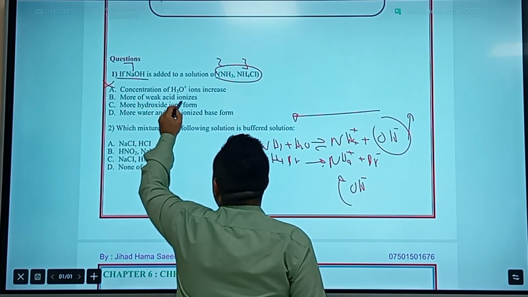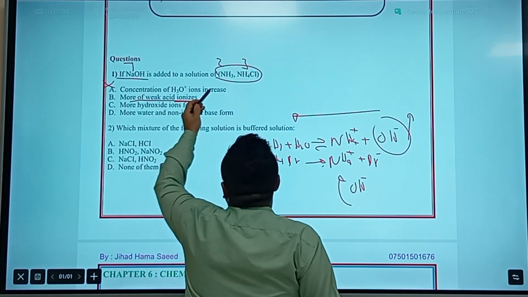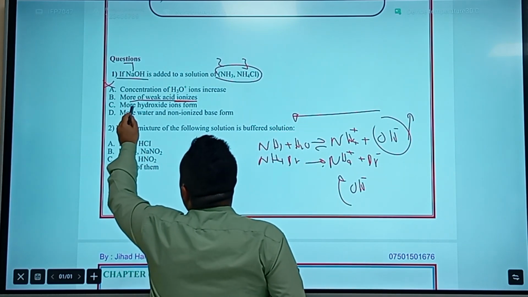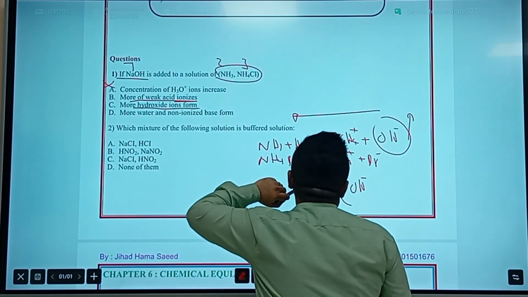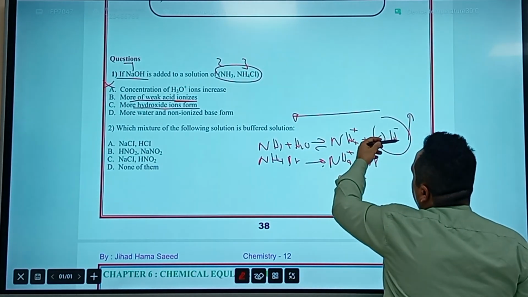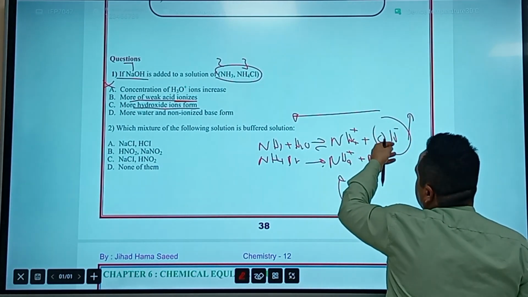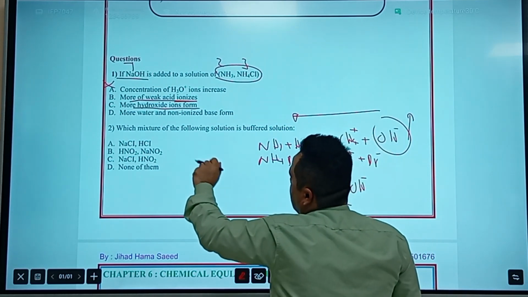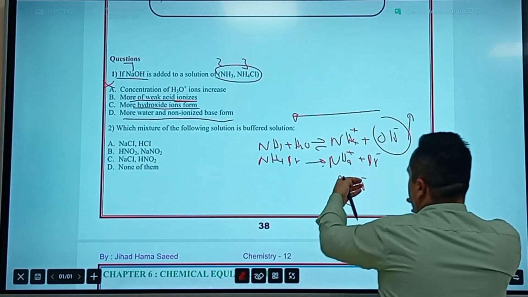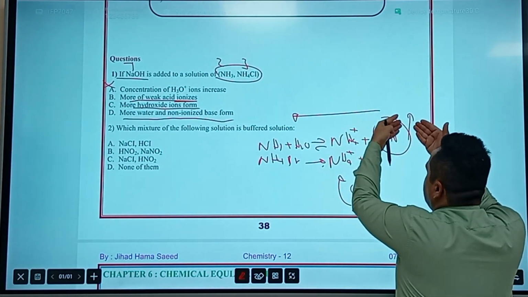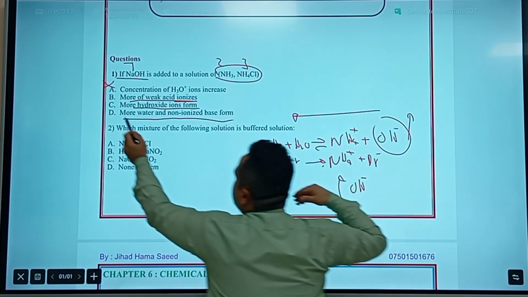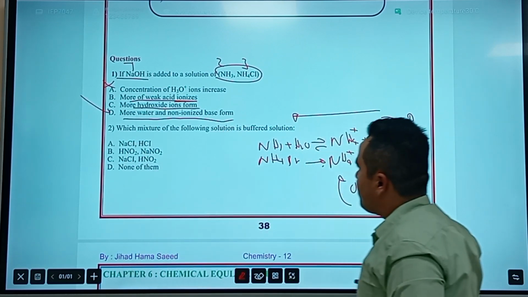Moreover, weak acid ionizes. It talks about the weak base, it's not about the weak acid. More hydroxide ions form in the solution? No, the hydroxide will not be changed. More water and non-ionized base form. When we add hydroxide here, this consumes hydroxide to form more water and ammonia. So D is the correct answer.